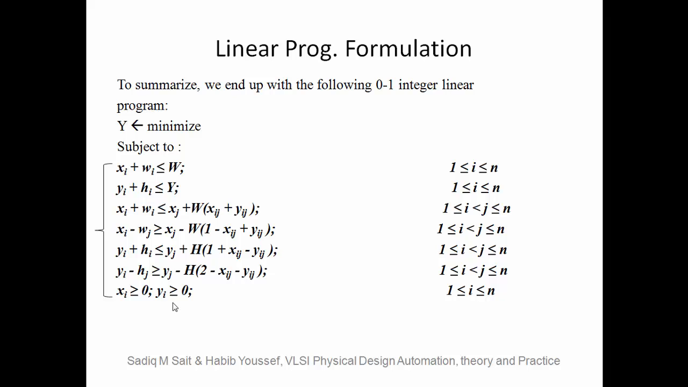So this is the ILP formulation for the case where the modules are rigid, the widths and heights are given, and rotation is not allowed, right? So if we give it to some commercial ILP solver, these are constants, the widths and the heights of the modules are known, and we know W and we know capital H. And if you give it to a commercial solver and try to find out the minimum Y which will still satisfy these constraints, it can give us the answer in no time.